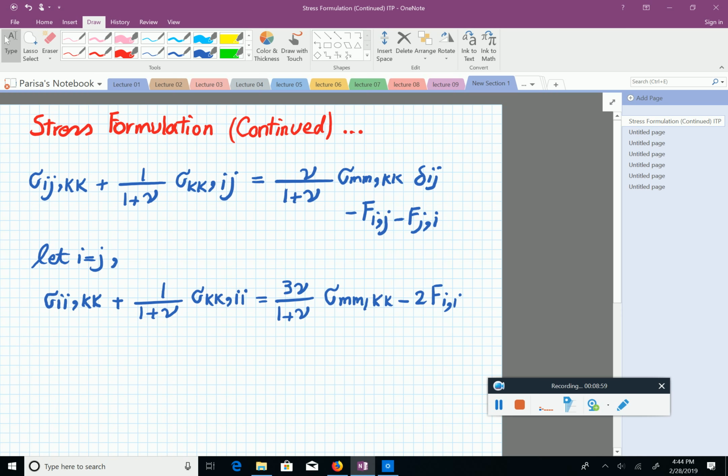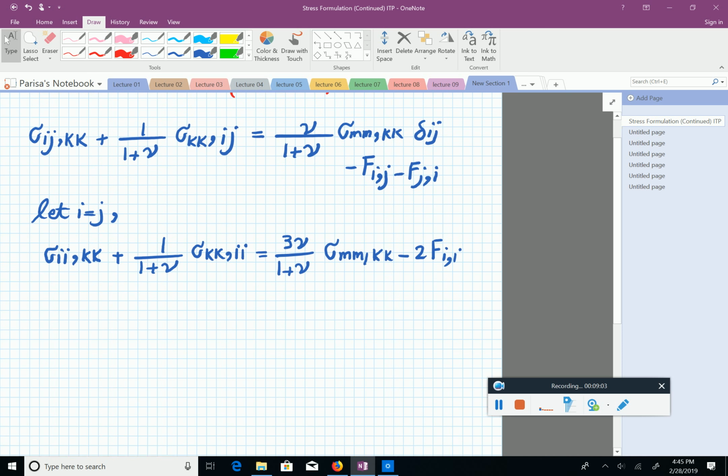If we do that, then we can actually have an expression for sigma mm kk. So we can actually calculate it, right? All of these are the same, so it doesn't matter what I call them. And it turns out to be in this form.